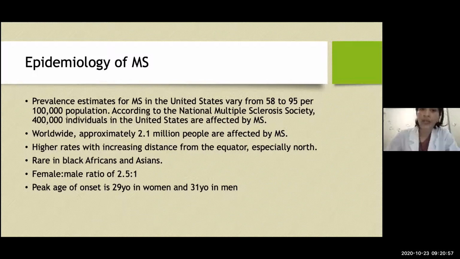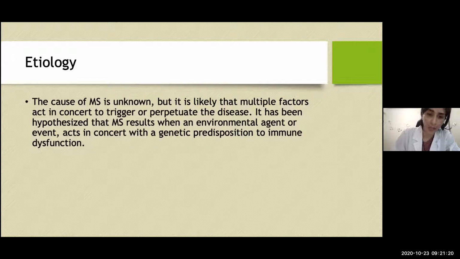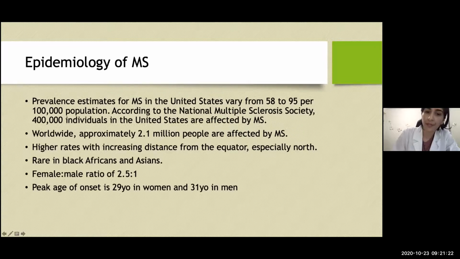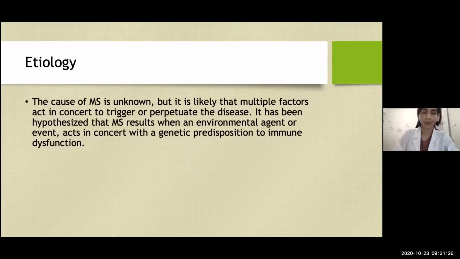Epidemiology of MS. In the US, the prevalence of the disease is 58 to 95 per 100,000. And according to the National Multiple Sclerosis Society, 400,000 individuals are affected by MS. Also worldwide, 2.1 million people are affected by MS. It's more common away from the equator on the northern side and is rare in Black, Africans, and Asians. Female to male ratio is 2.5:1. And the peak age of onset in females is 29, whereas in males is 31 years of age.